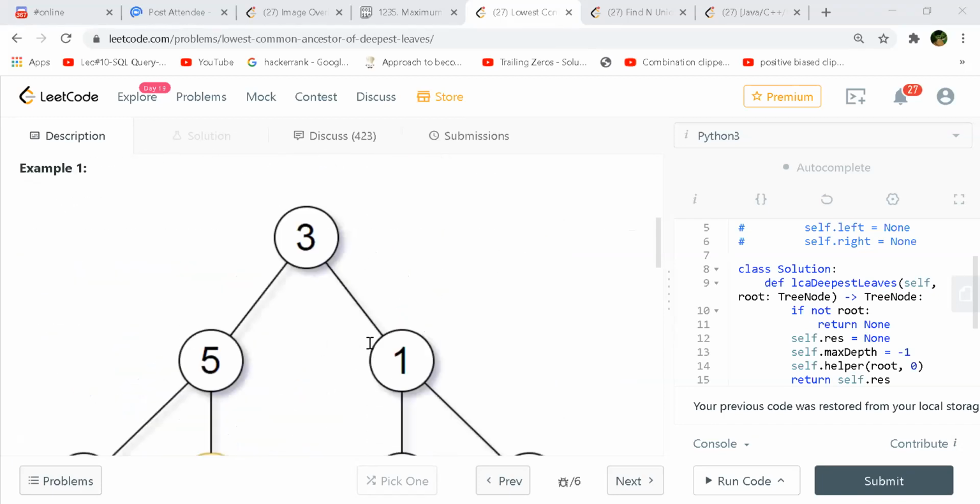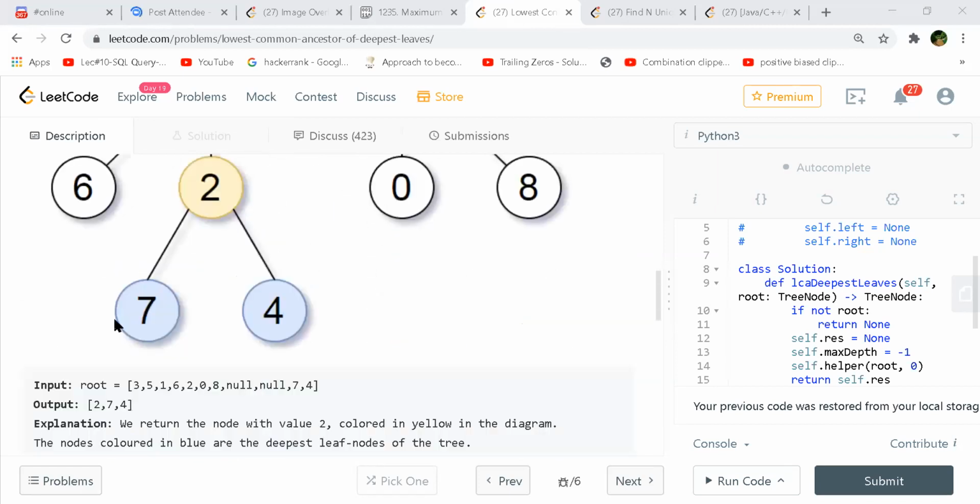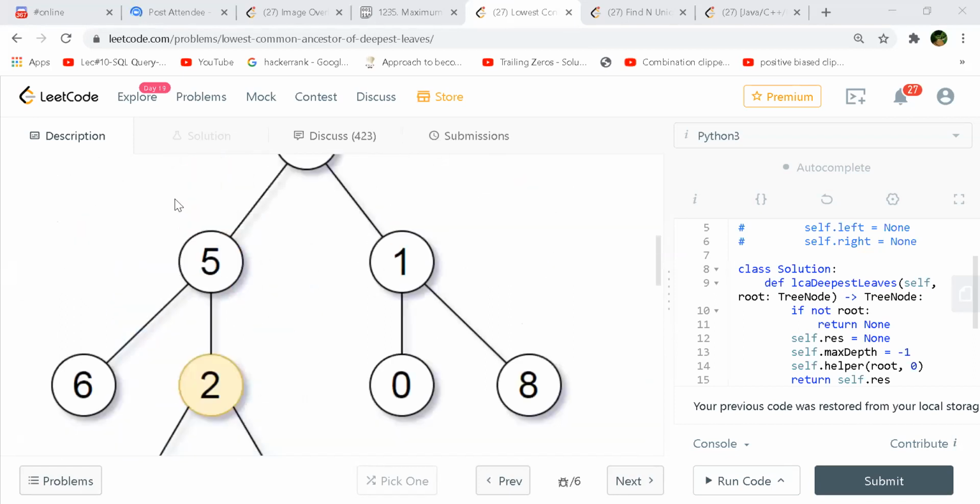So for this, this is the leaf, right? So this is at the deepest level. So their common ancestor is 2.